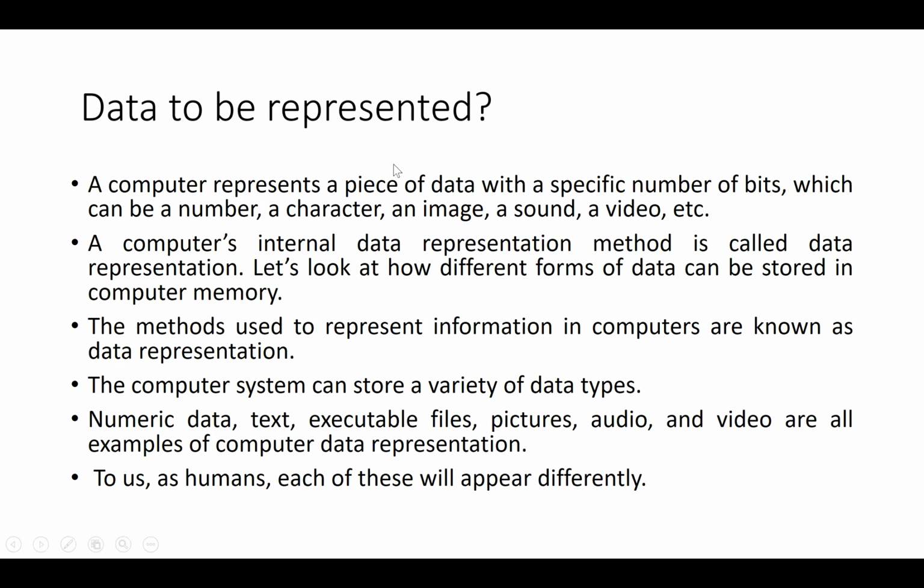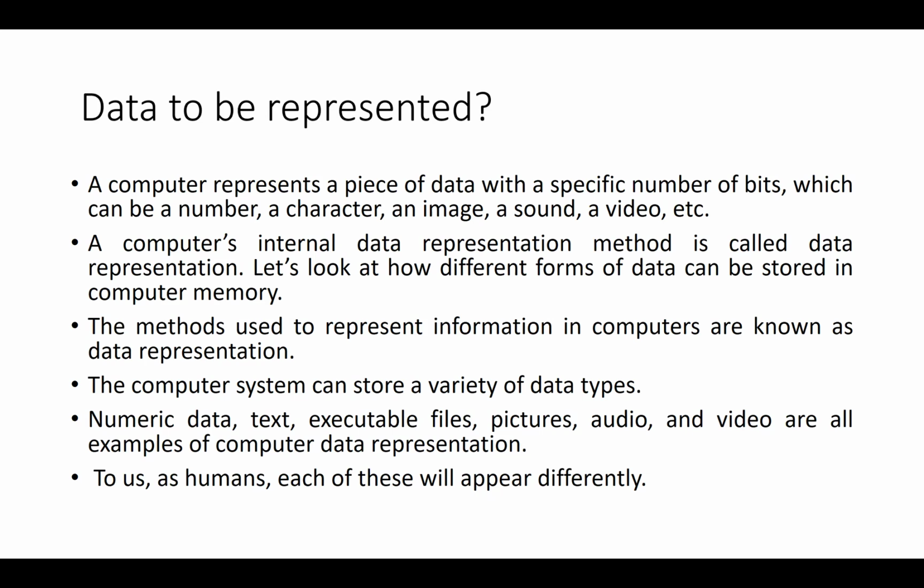So basically, what is your data to be represented? A computer represents a piece of data with a specific number of bits, in which it will be a number, a character, an image, or a sound, or a video, etc. A computer's internal data representation method is called data representation.